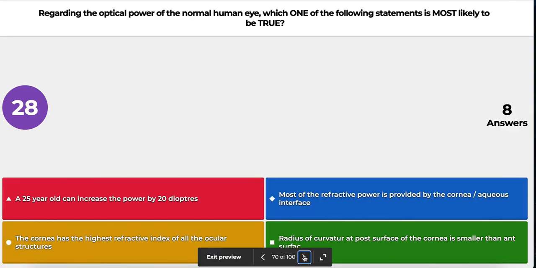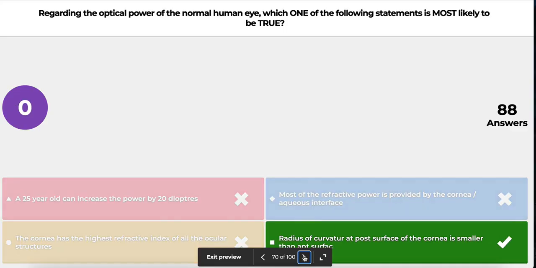Okay, let's move now to the next question regarding the optical power of the normal human eye. Which one of the following statements is true? A 25-year-old can increase the power by 20 diopters, or most of the refractive power is provided by the cornea-aqueous interface, or the cornea has the highest refractive index of all ocular structures, or the radius of curvature of the posterior surface of the cornea is smaller than the anterior surface. The final answer is the correct answer.